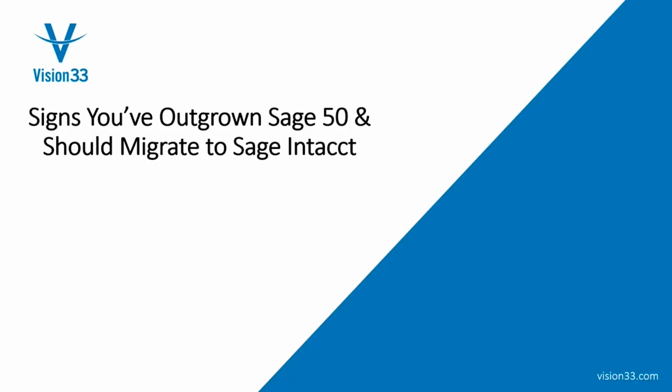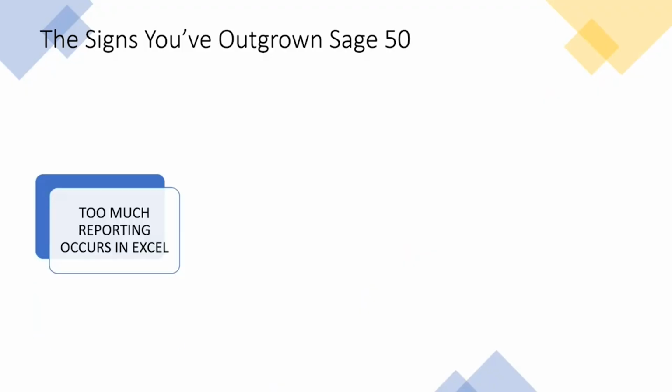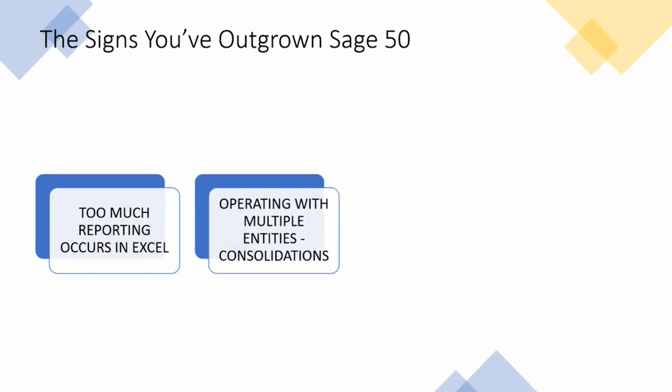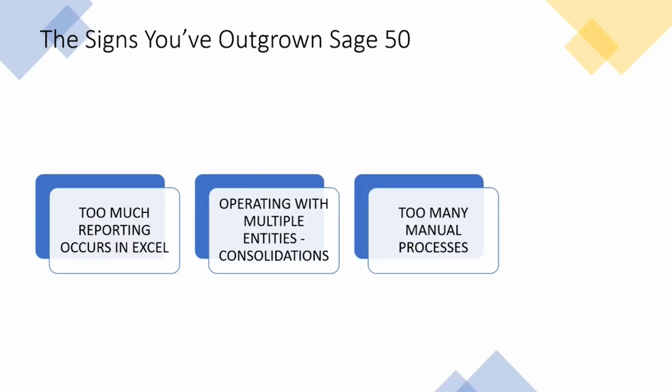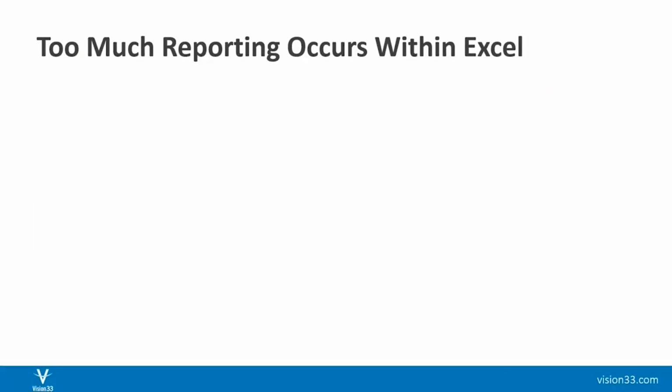that you've outgrown Sage 50, the limitations created within Sage 50, and the ways in which Sage Intacct will provide superior functionality for your organization. Here at Version 33, we believe there are 4 sure signs that you've outgrown Sage 50. Too much of your reporting occurs within Excel. You have grown and need to operate with multiple entities and require consolidated financial statements. You are relying on too many manual processes that are difficult to control, and you have issues surrounding accessibility and upgrades.